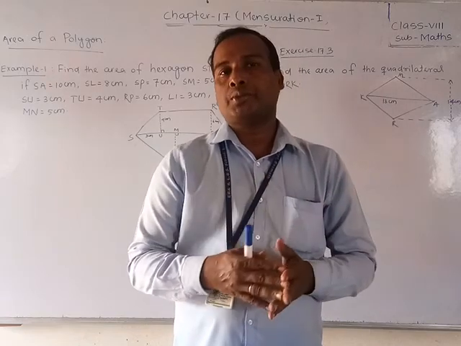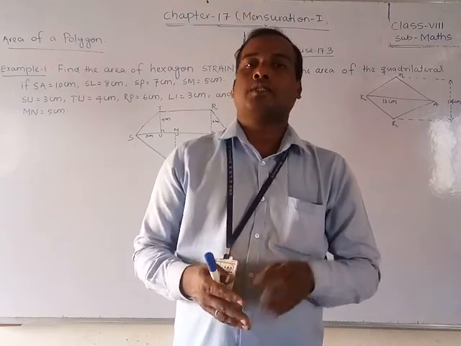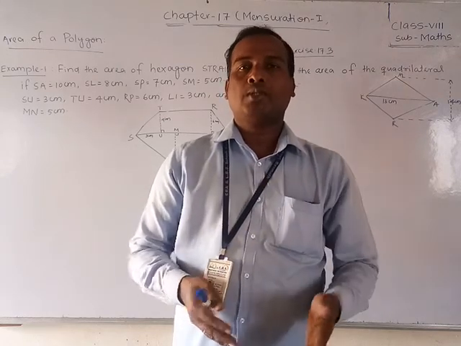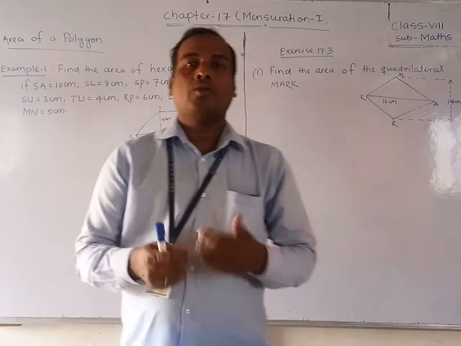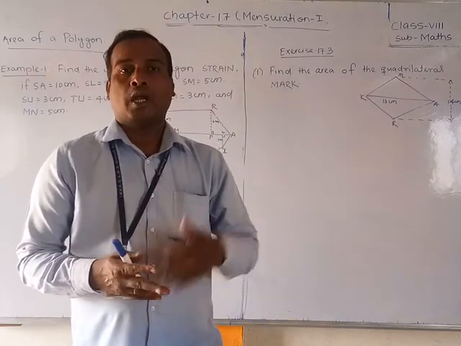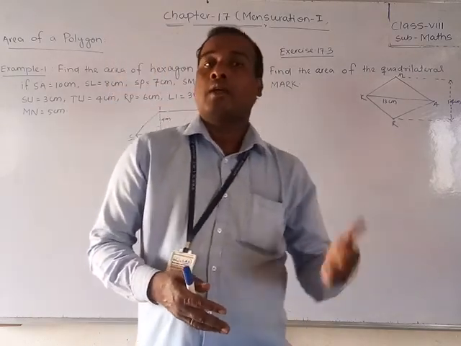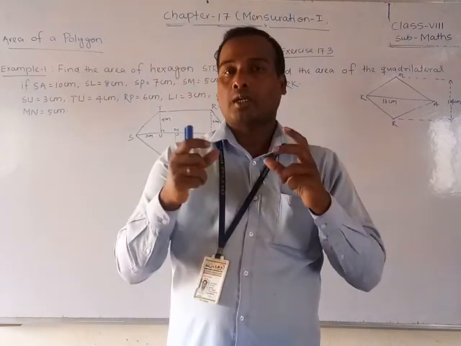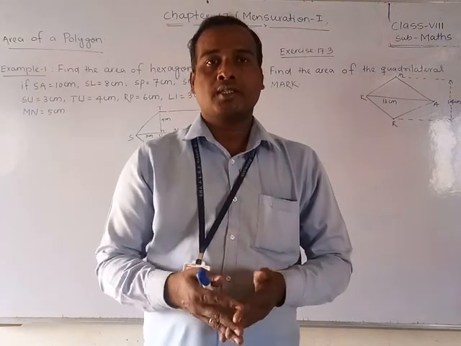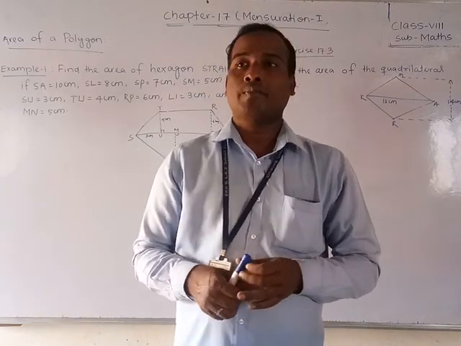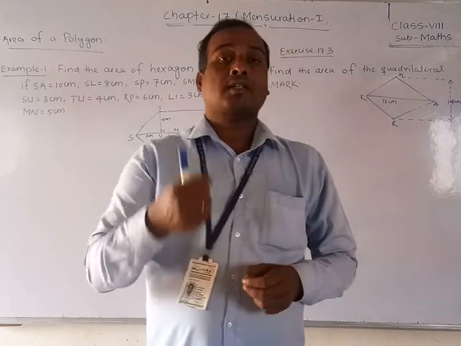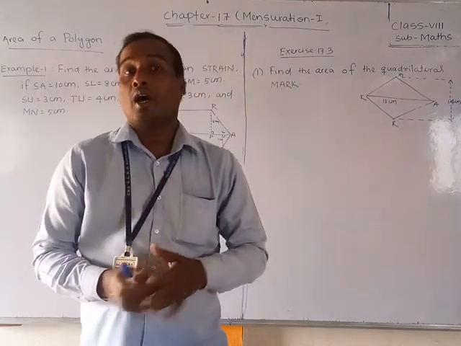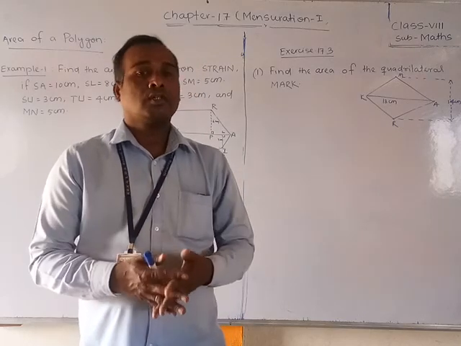Students, today we are going to continue our 17th chapter, Mensuration Part 1, that is plane figures. In the previous video we already discussed how to find the area of a trapezium, a quadrilateral, and special quadrilaterals. But today we are going to discuss the survey of the field, that is, if the sides are irregular, how we should find the area of the figure.